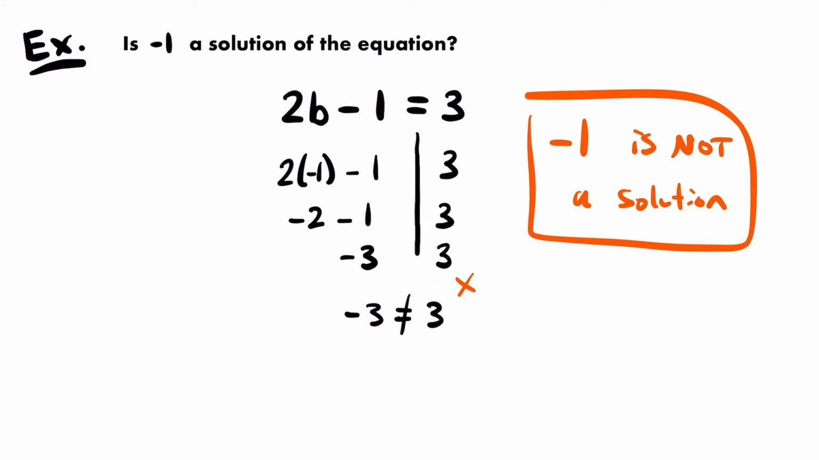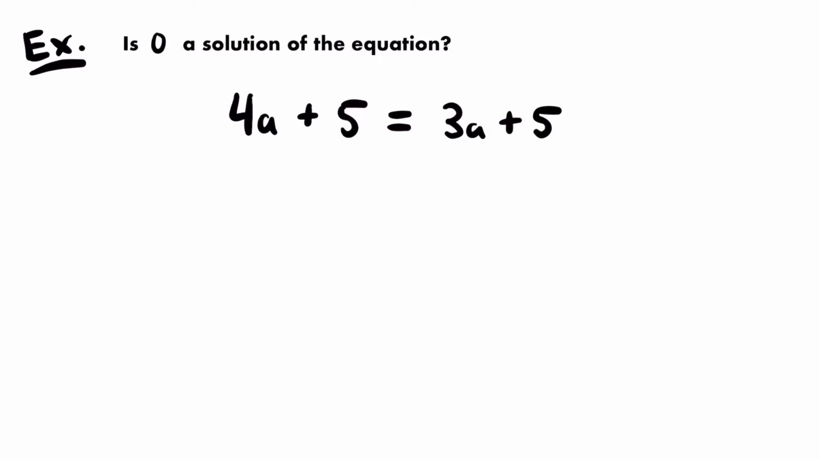Okay, let's move on to another example. This time we want to identify if 0 is a solution of this equation, and we have 4a plus 5 equals 3a plus 5. If we want to check to see if 0 is a solution, we need to plug in, or substitute, 0 for the variable a in both places where you see that a. In our previous examples, one side of the equation was just a constant, but now both sides of this equation are variable expressions. So we will have to simplify both sides before we can determine if the equation is true or not and if 0 is a solution to the equation.